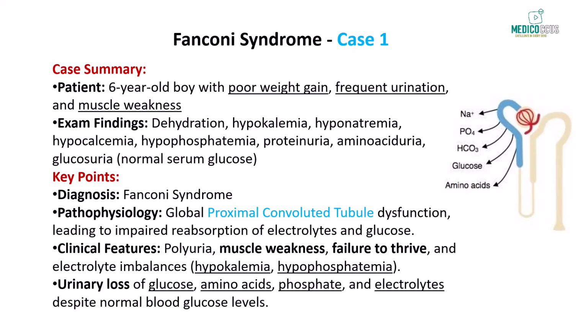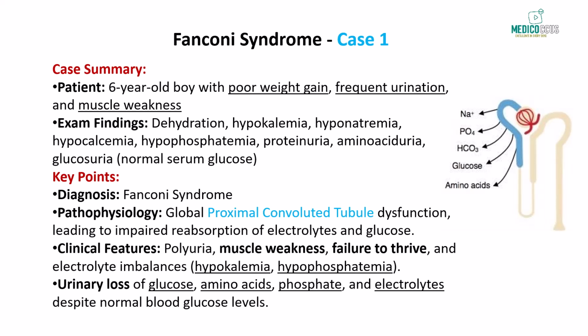We start with a case involving a 6-year-old boy who presents with poor weight gain, frequent urination, and muscle weakness. His parents report that he has been more tired than usual and has been urinating excessively for several months. On examination, the boy shows signs of mild dehydration, and laboratory tests reveal hypokalemia, hyponatremia, hypocalcemia, and hypophosphatemia. Urinalysis demonstrates proteinuria, glucosuria, and aminoaciduria despite normal serum glucose levels.